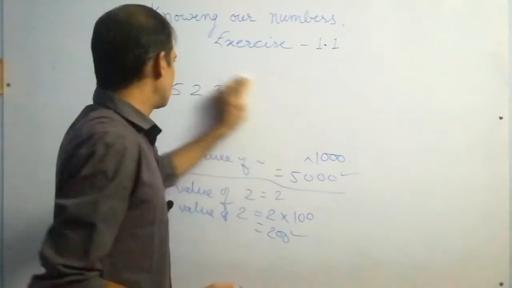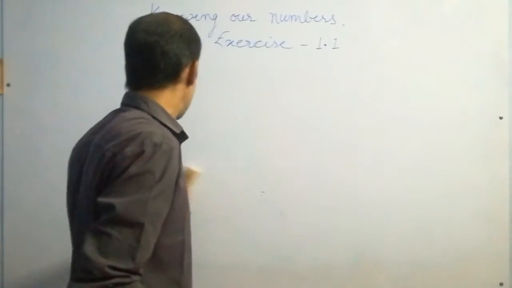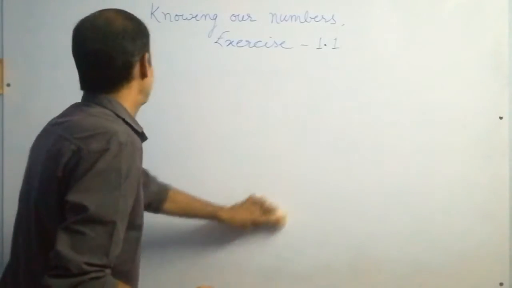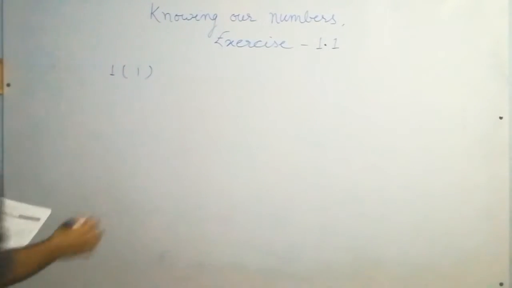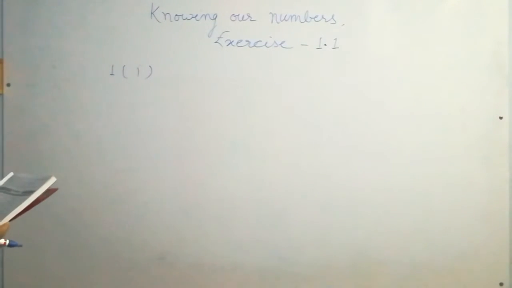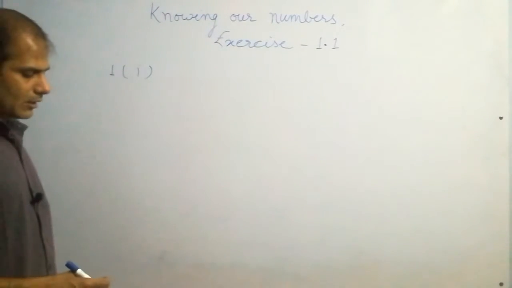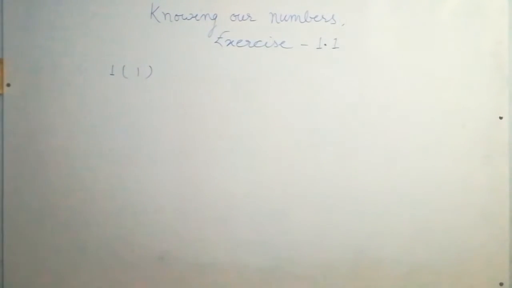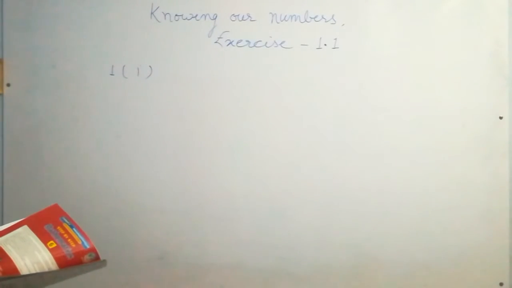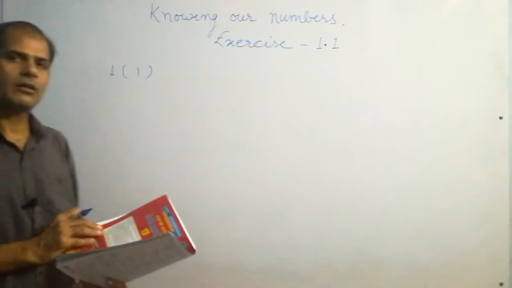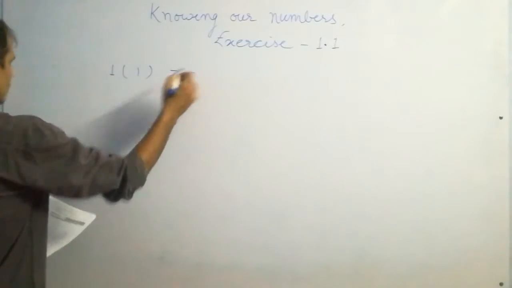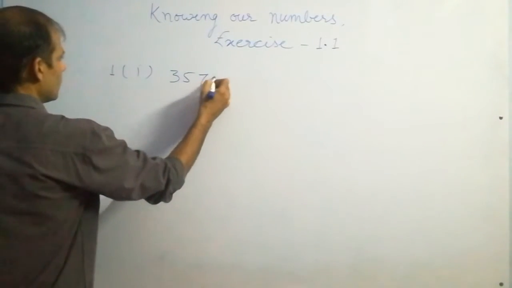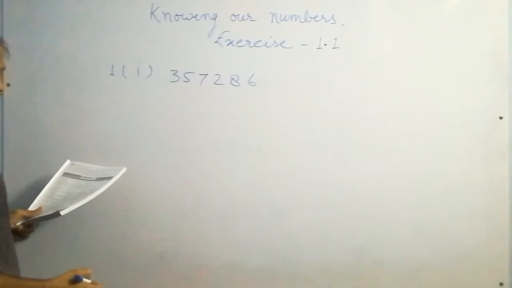And I am going to solve the first question of this exercise. First question is, find the place value of the digit 5 in each of the following. I am going to solve these questions from the textbook of your class. It is Cordova Step by Step Mathematics class 6, exercise 1.1. First part of the first question, the number is 357286896.